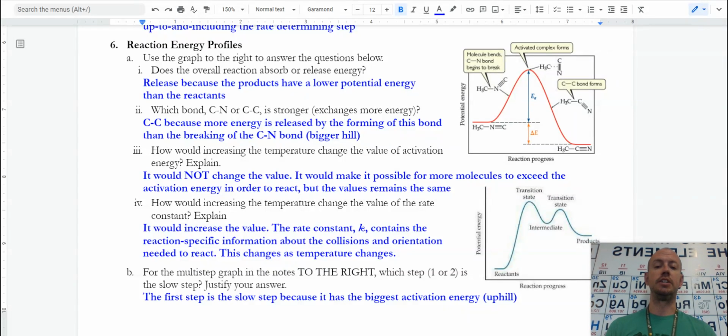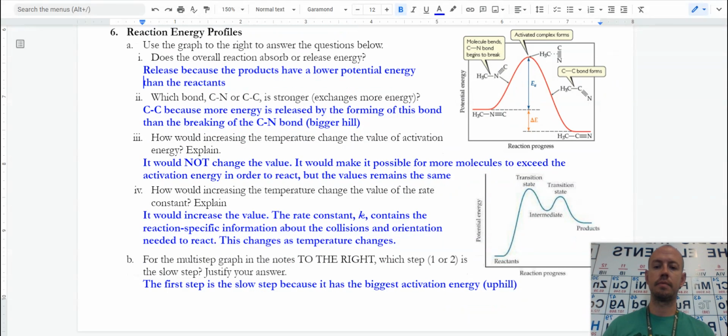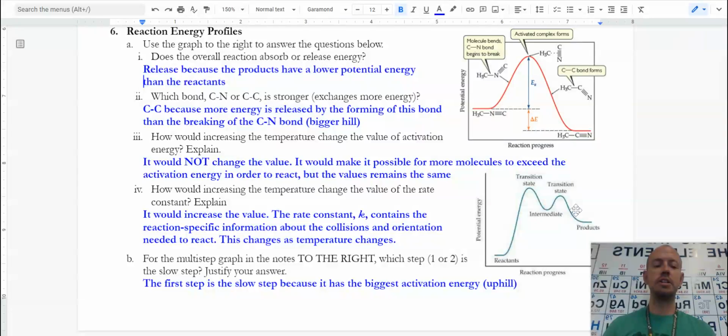And temperature changes change the value of K because they change the activation energy, or in this case, they change the speed of the molecules. It has all the information within that K beyond what we need to know about collisions and orientation. So that K changes to represent that. Right here, we just asked a simple question because we did a lot right there.